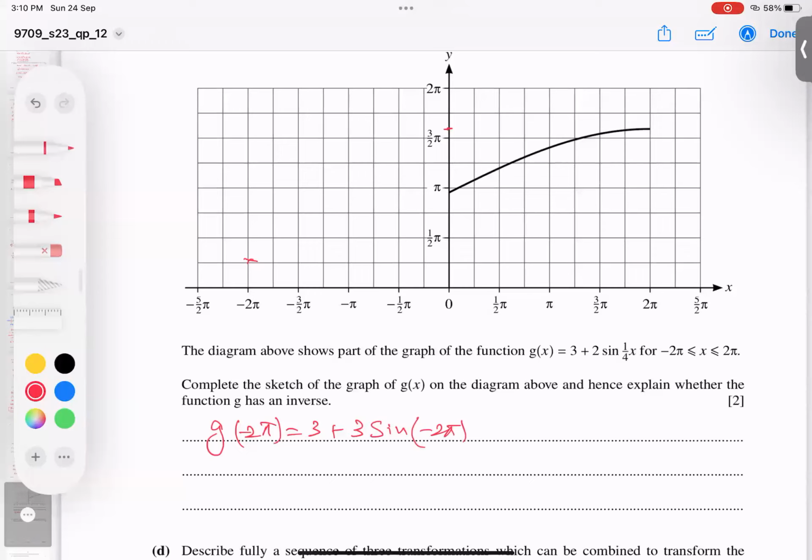So I'm typing, and make sure the calculator is in radian mode. So 3 plus 2 times sine of 1/4 times negative 2 pi. And it is giving us 1, sure, 1. And 1 is the value we get.